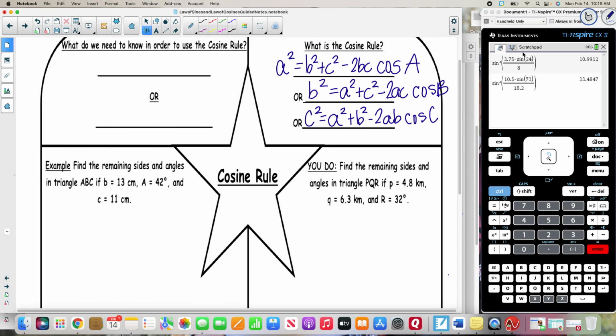Now, if you know one version, then you know the other two. You're just rearranging the letters. You're going to pick which version you use based on what you're looking for or what you're given.